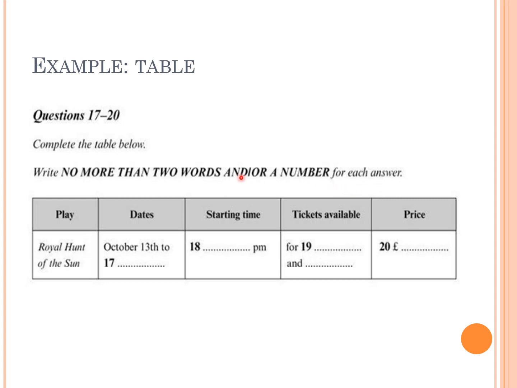It's not necessary, it's a limit, no more than. You cannot use 3 words or 2 numbers. You just have to use one number and 2 words maximum. Okay, so this is a table, and this is all about the play, the date, starting time, tickets available, and prices. And you need to hear the recording, and then you will have to fill these gaps.